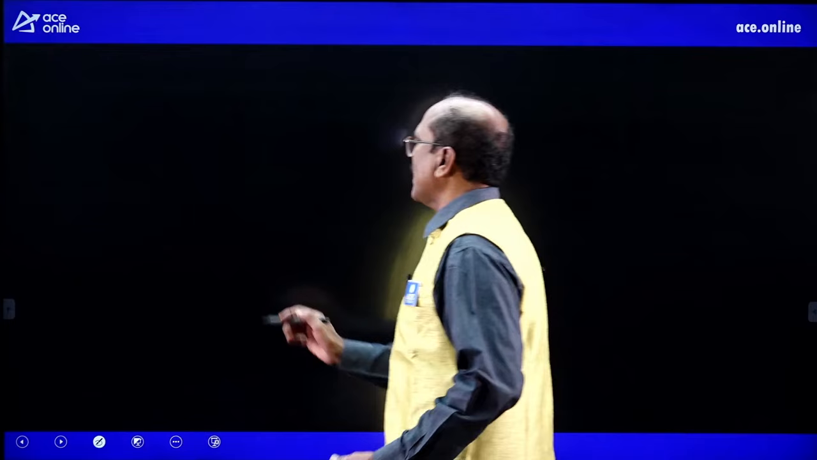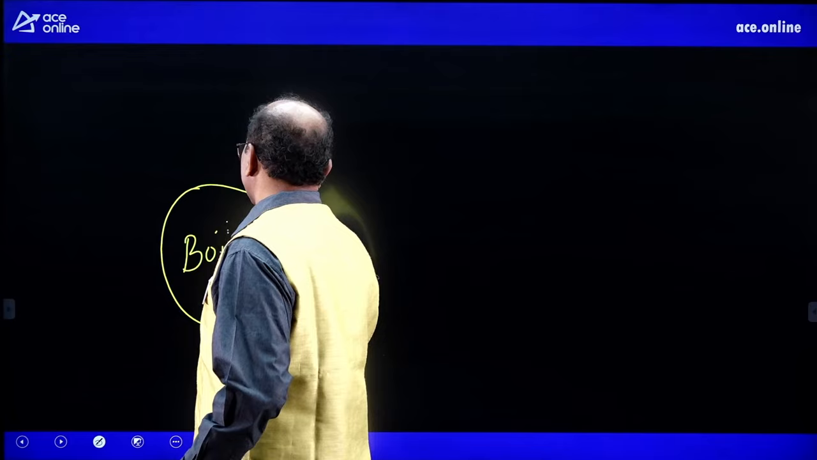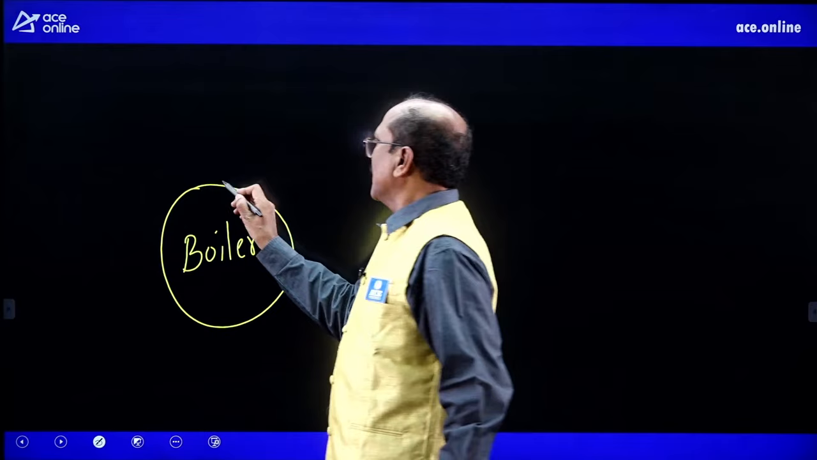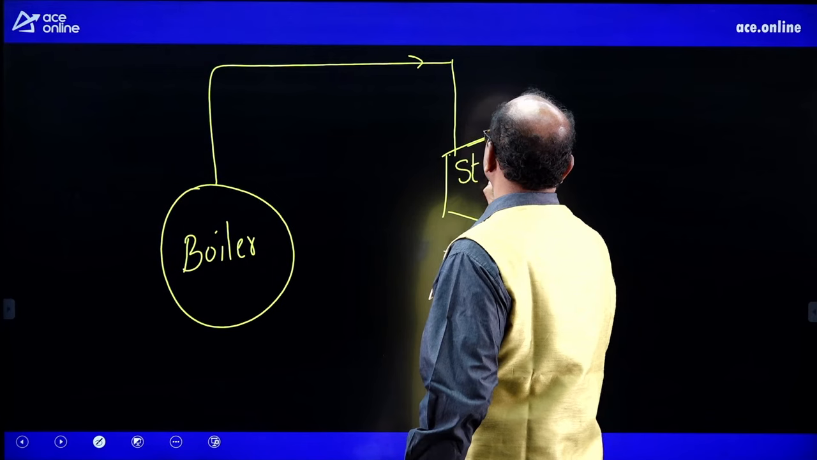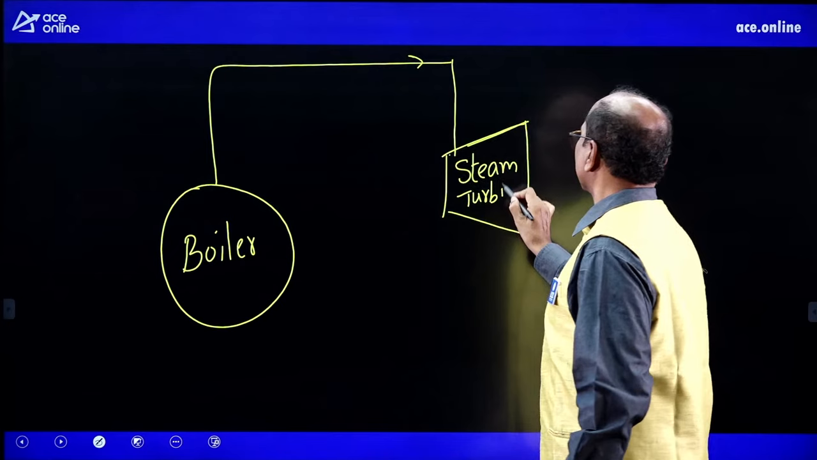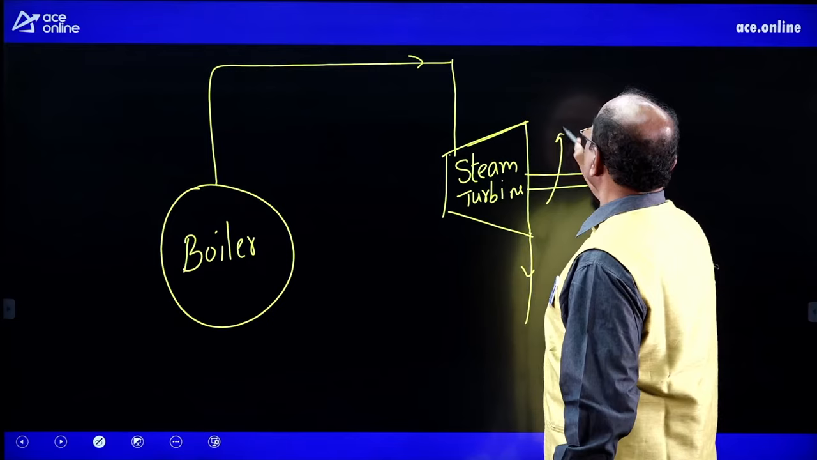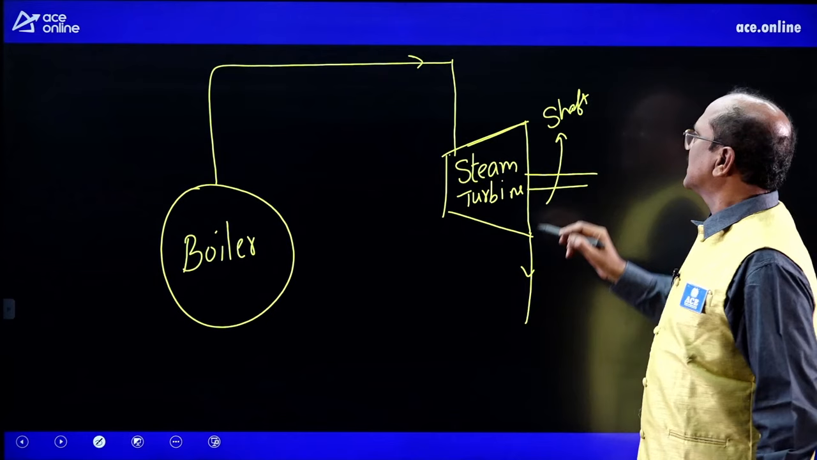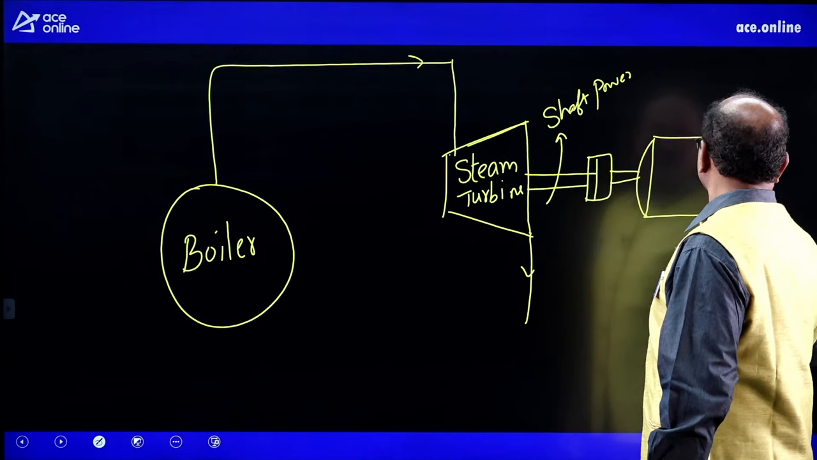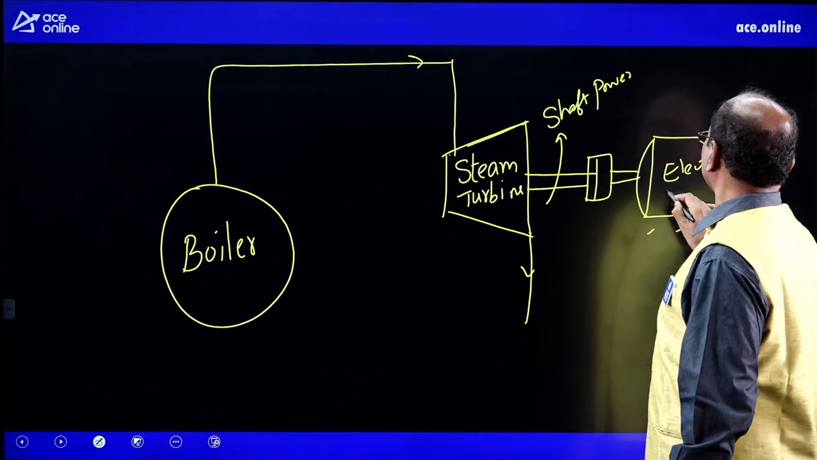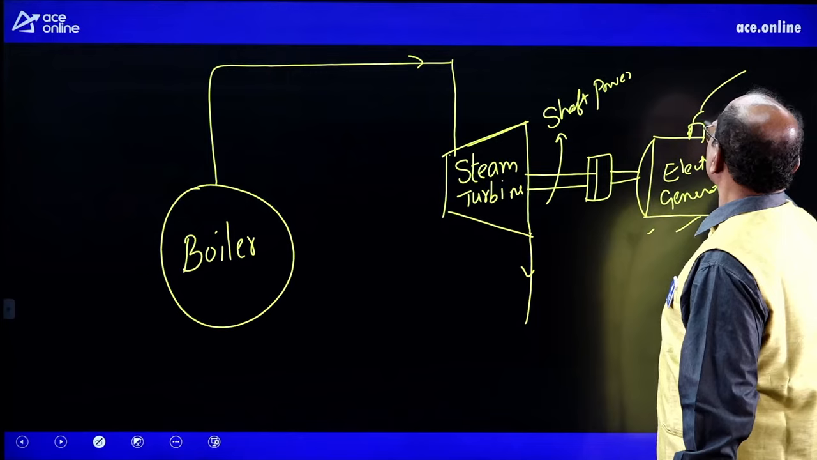The first primary component of a thermal power plant is the boiler. From the boiler to the turbine. This is called a steam turbine. From the steam turbine, shaft power is produced, rotational power, 2 pi NT by 60. This is coupled with the electrical generator, that is called alternator, synchronous generator. This is called the electrical generator. That is a separate subject; we have electrical machines and power transmission like this, okay?